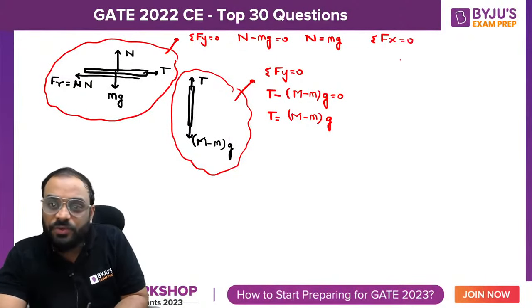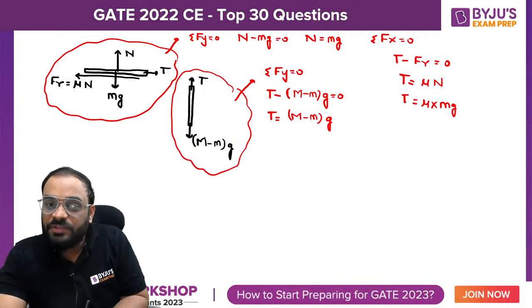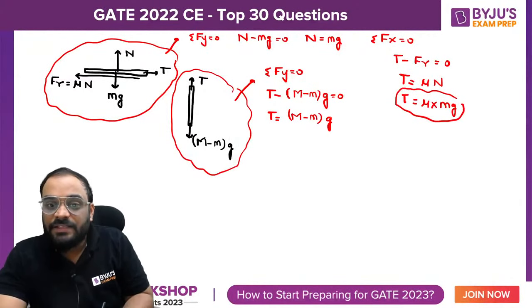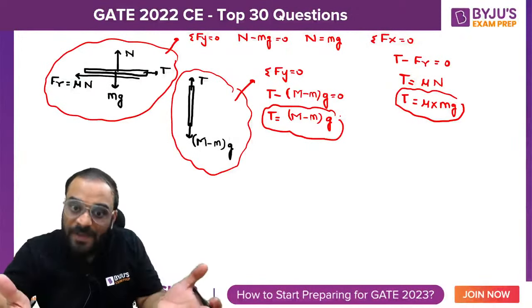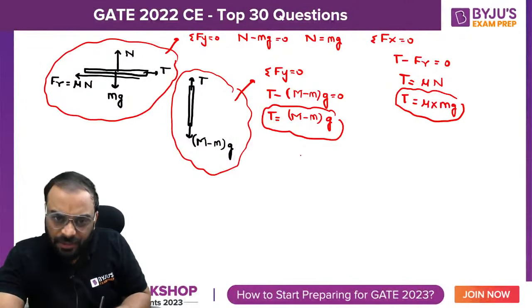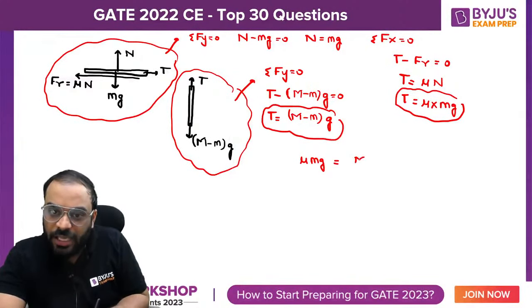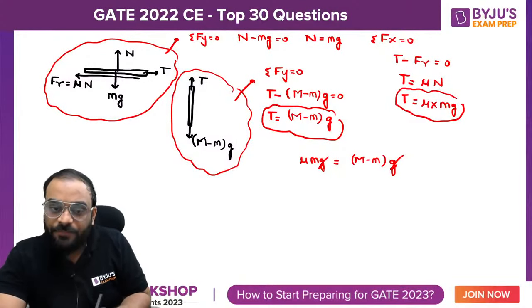And we can write here the summation Fx is equal to 0 also. So summation Fx is equal to 0 means T minus Fr should be 0. So T is equal to Fr. Fr is equal to how much? Mu into N. What is the value of N? N is equal to small mg, right? So this is the tension force which is occurring, and this is the tension force which is occurring, but both the tension force values will be the same. So that's why we need to equate it. So mu into small m into g is equal to capital M minus small m into g. You can cancel g to g.